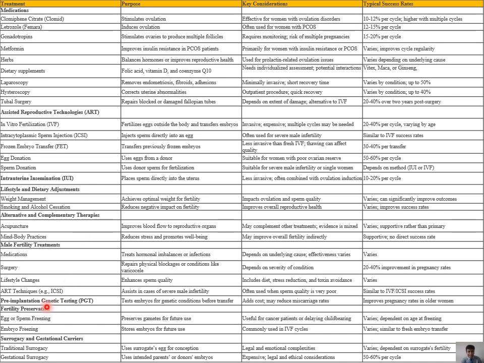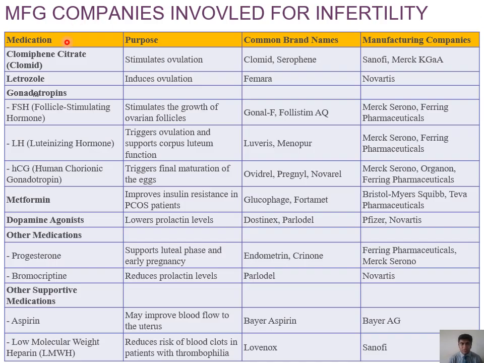Again, we have ART, which involves ICSI, that is intracytoplasmic sperm injection, which is a widely useful assisted reproductive technology. Then we have pre-implantation techniques, fertility preservation of the women's eggs. Nowadays the eggs are being preserved by women. And finally, surrogacy.